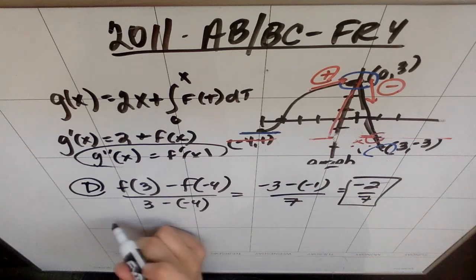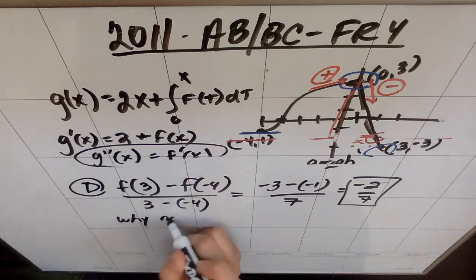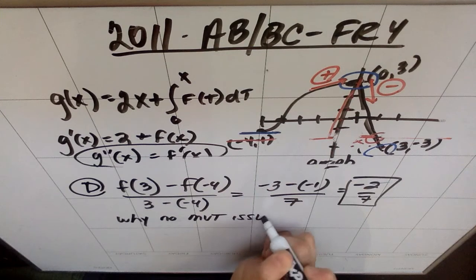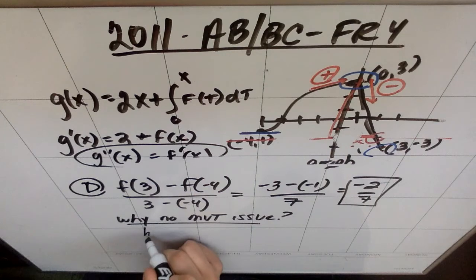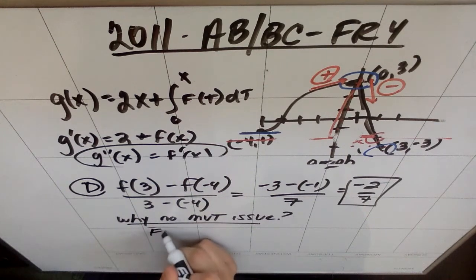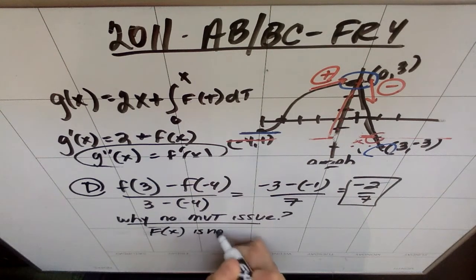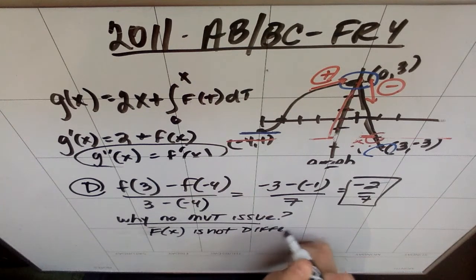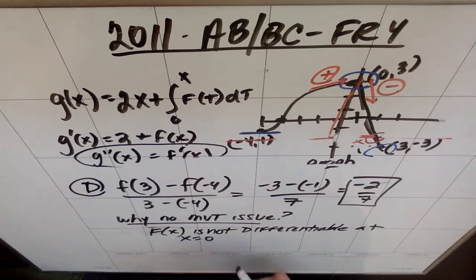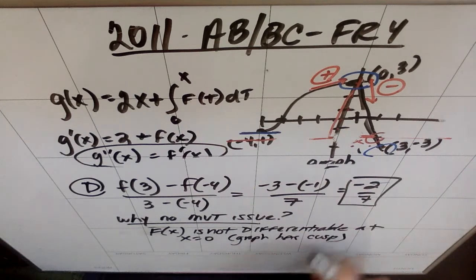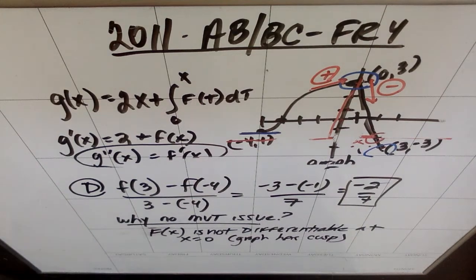And then the reason why, so why no Mean Value Theorem issue? Well, the reason there's no issue is that f of x is not differentiable at x equals 0 because the graph has a cusp. Now they might want you to give more explanation for that, but essentially, typically the acceptable answer is, I see that this is a point where the graph would not be differentiable.